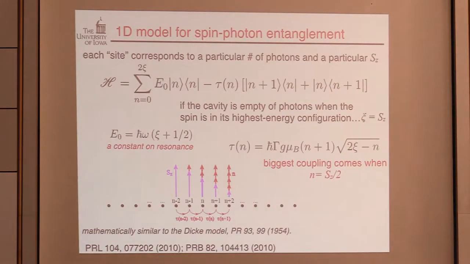And the coupling between these is the coupling that you're going to get from the number of photons and the number of spins, and it varies with that. The biggest coupling comes near the halfway point, as you might expect. So this is mathematically similar to the Dicke model, and it can be described as a tight binding model going across where I'm going to have n as the number of photons, but there's an implied number of spins because I've fixed that number in the system. And so that hopping from one to the other varies with n. And so I have a non-uniform tight binding model that you can then solve for the states of that, that are extended states and therefore entangled spin photon states.